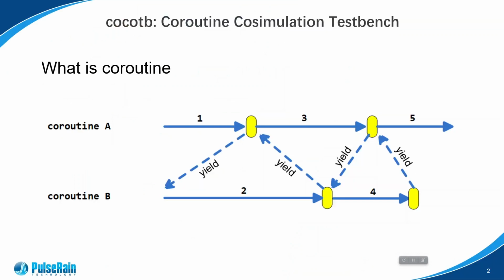As we know, cocotb stands for coroutine co-simulation test bench. So before we start, we might ask ourselves, what is a coroutine? In a multitask scenario, a coroutine can be viewed as a collaborative, non-preemptive thread. This diagram shows two coroutines calling each other with yield at every step. The execution order will always be 1, 2, 3, 4, 5. At each time, only one coroutine is active.